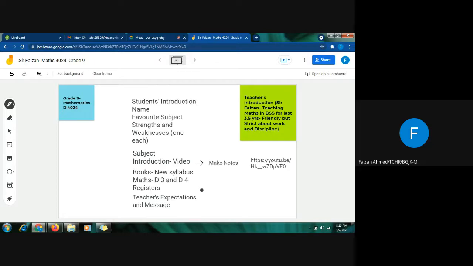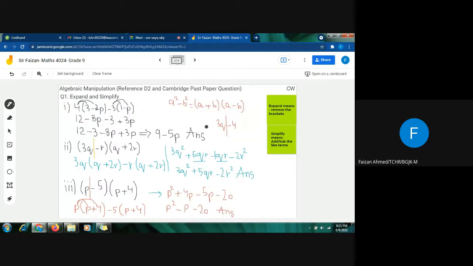So now we are moving on to the written work. There are three questions for today. I have kept three questions, and I will discuss them one by one. They are similar to the questions which you have done in grade 8 as well. So it will be a revision for you guys.